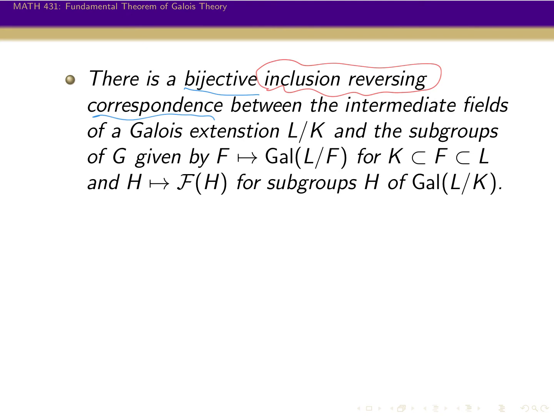The way that we're going to show that this is a bijective correspondence is we're going to show that if you apply going from the field to the group and back to the field, you have to end up where you started. And vice versa, if you start off with a subgroup to a field, and back to a subgroup, you have to end up at the same subgroup. And that's enough to prove that this is bijective.